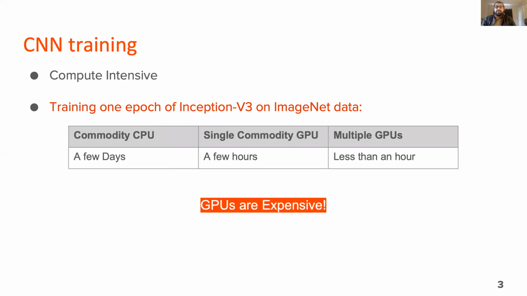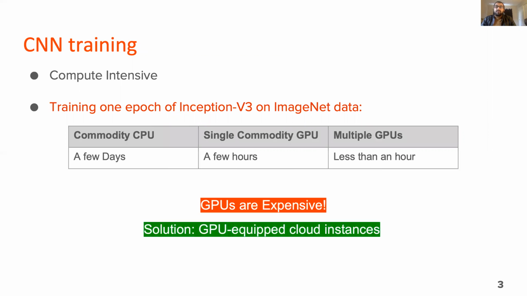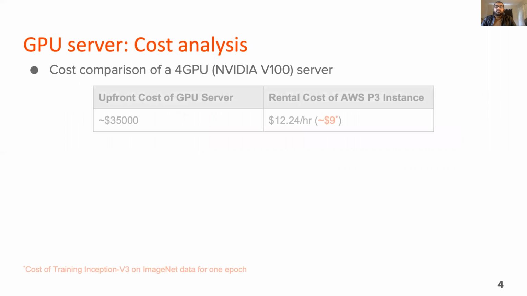But GPUs are expensive. However, one can rent cloud instances of GPUs for a fraction of the cost. Here is the comparison of the cost of buying a GPU-equipped server versus renting it for CNN training. The table shows the cost comparison of NVIDIA V100 GPU server, which is one of the latest GPUs being used for CNN training. We see that training can be done for as low as $9 when renting on AWS as compared to $35,000 upfront cost of buying a 4 GPU machine.